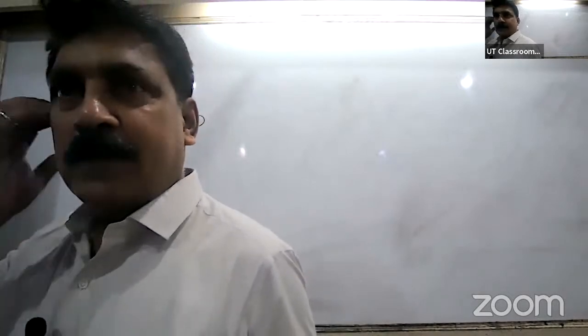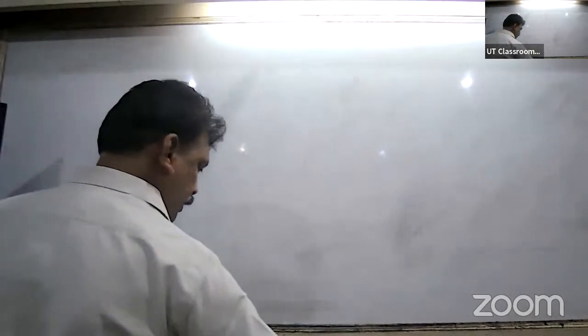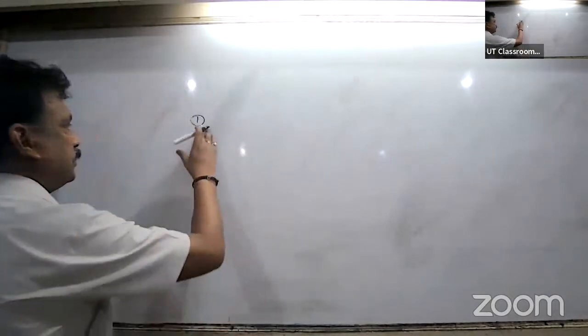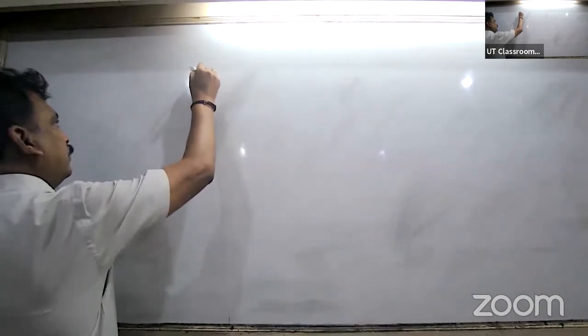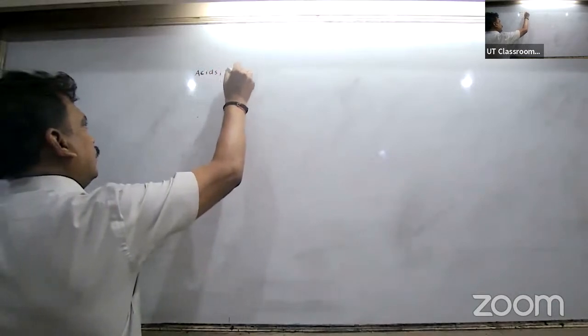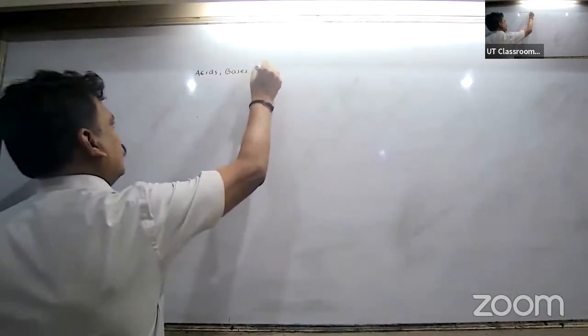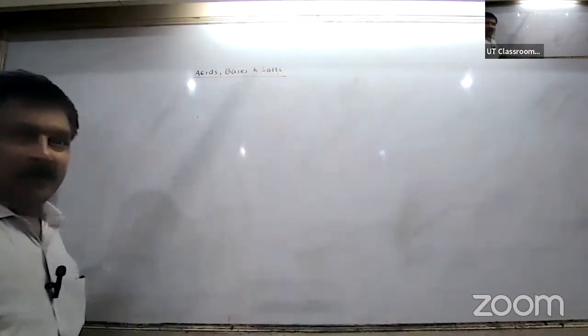pH scale we have finished. Just a quick review of what we discussed last time: acids, bases, and salts. Today we'll try to complete salts, because after this only salts are remaining, right?